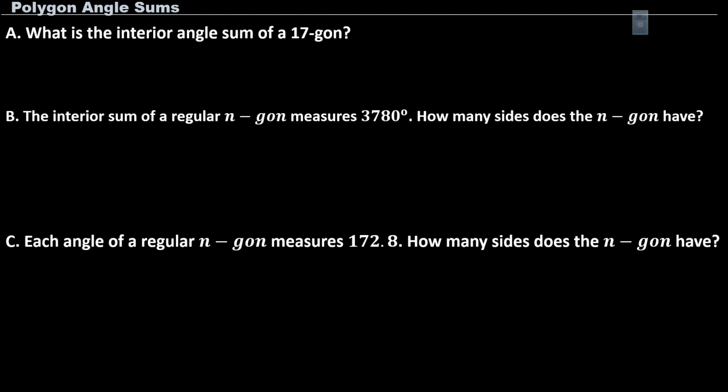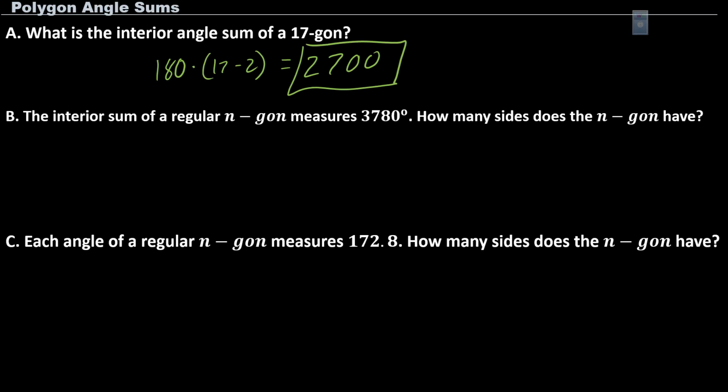So for these three, the first one, what is the interior angle sum of a 17-gon? That means a 17-sided shape. So 180 times 17 minus 2, 180 times 15, which is 2,700.